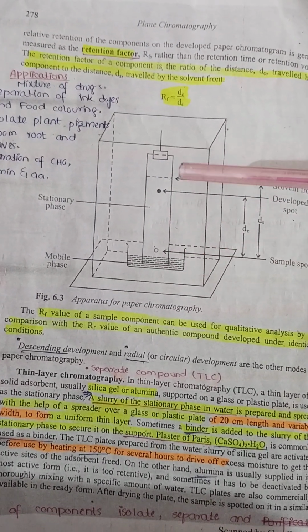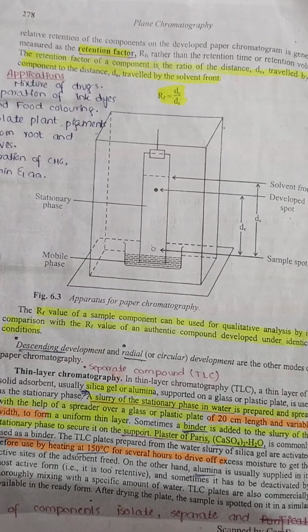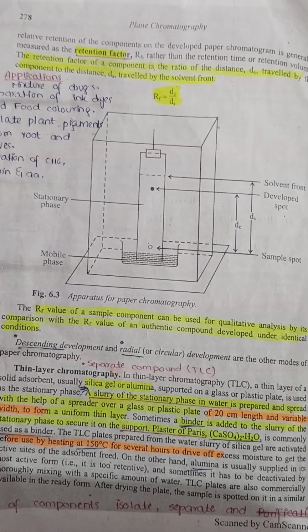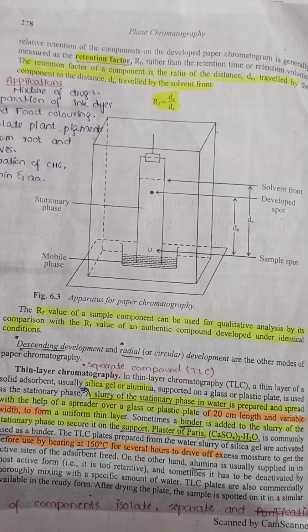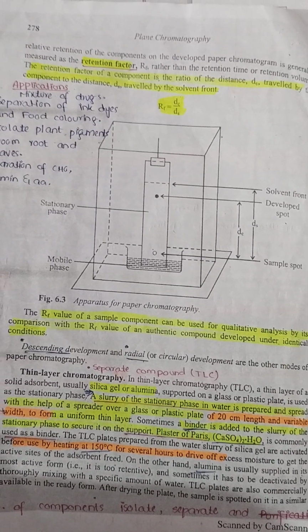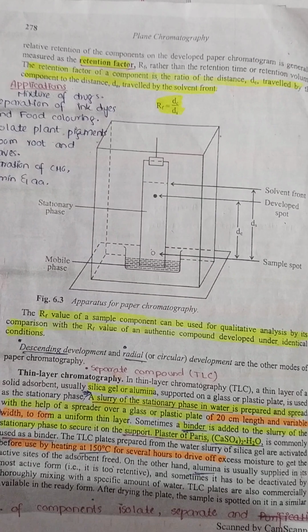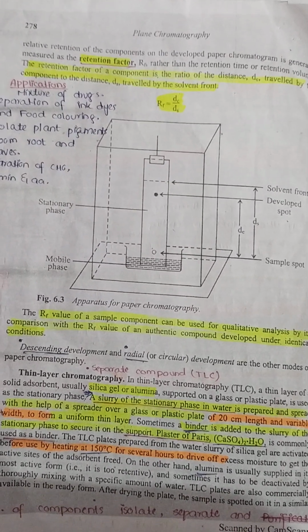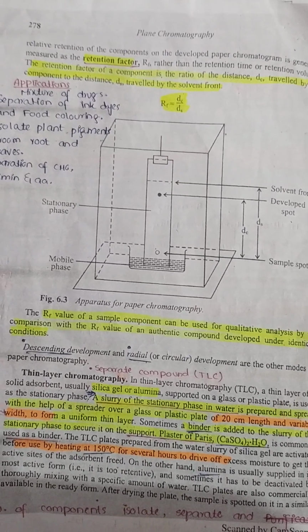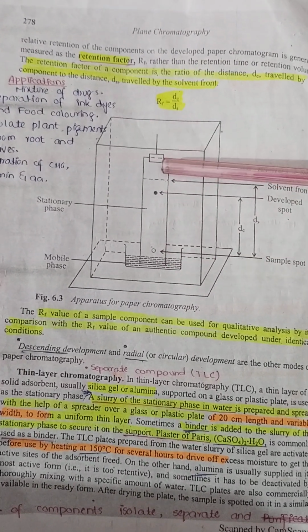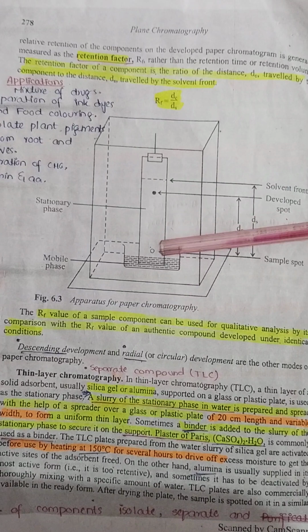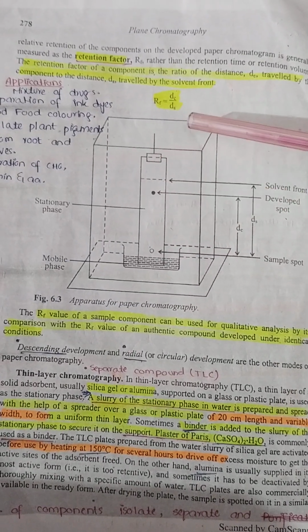After placing the paper, we close our container, because if our mobile phase is volatile, it evaporates. That's why we must keep the container closed. Our mobile phase flows through the stationary phase by capillary action, and the components of the mixture are separated.